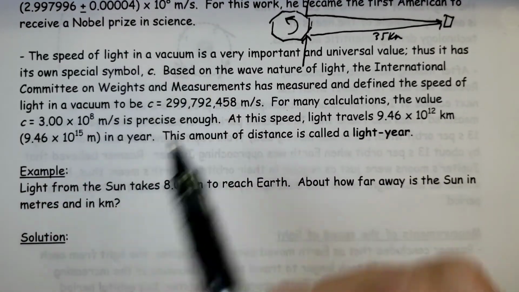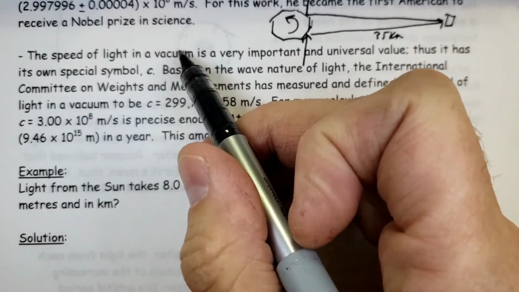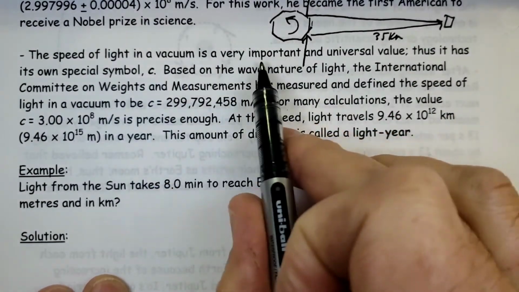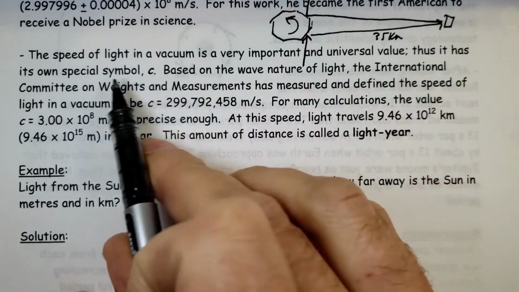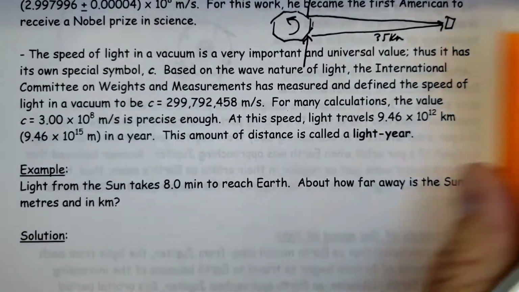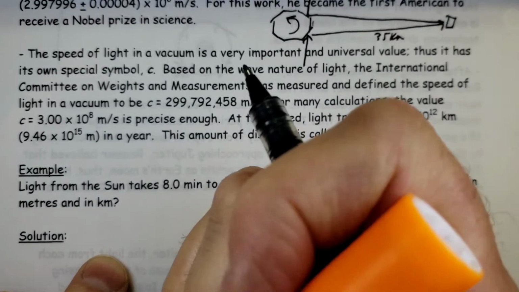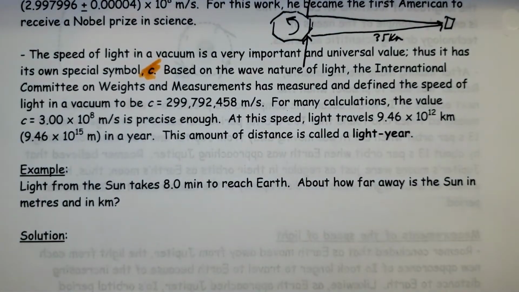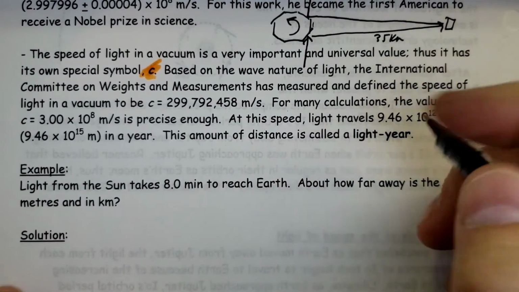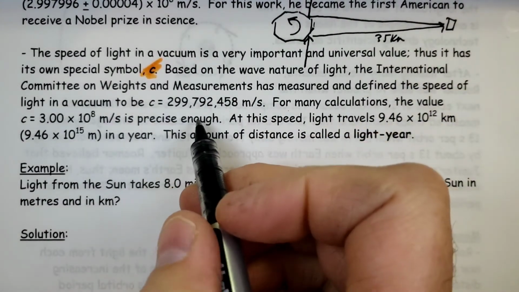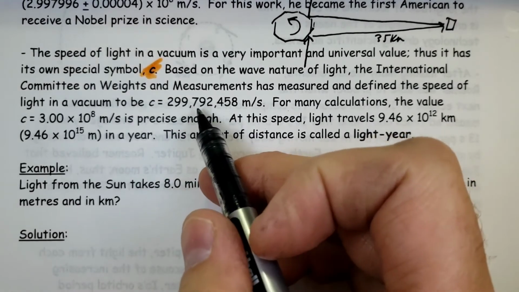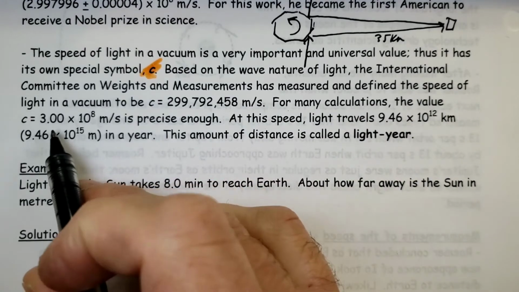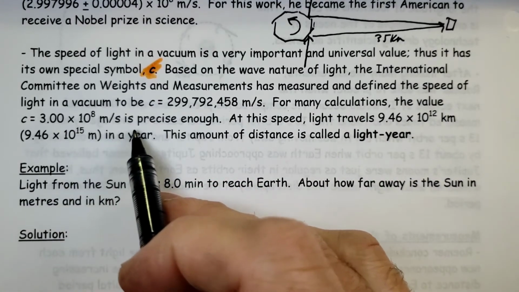Speed of light in a vacuum, so a space in which all the air molecules are gone, is a very important universal value. Thus, it has its own symbol known as little c. And it is the little c that's in E equals mc squared. Based on the wave nature of light, the International Committee on Weights and Measures has measured and defined the speed of light in a vacuum to be 299,792,458 meters per second. For many calculations, the value of 3.0 times 10 to the 8 meters per second is precise enough.